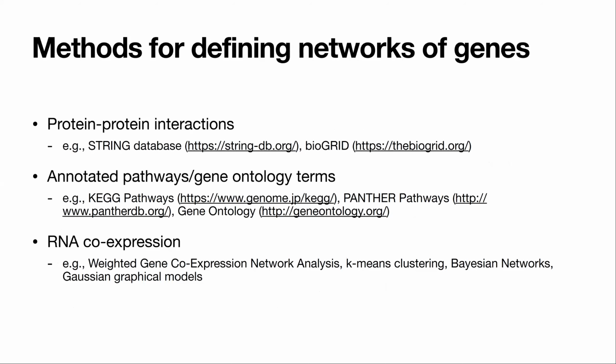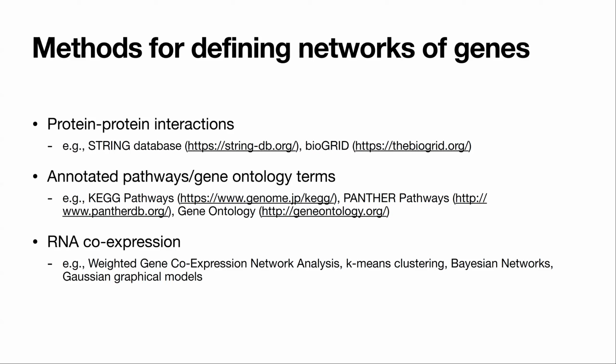So there are typically lots of different methods for defining networks of genes or defining how genes and proteins interact. There's protein-protein interaction databases and networks that look both at experimental results and computationally derived results about how proteins interact with each other to form protein complexes and other mechanisms. There's annotated pathways and gene ontologies such as KEGG and the GO ontology that derive these networks through annotation in the literature and other means.